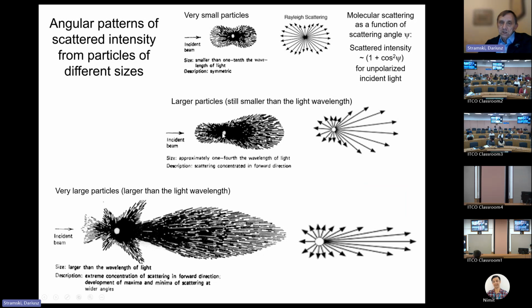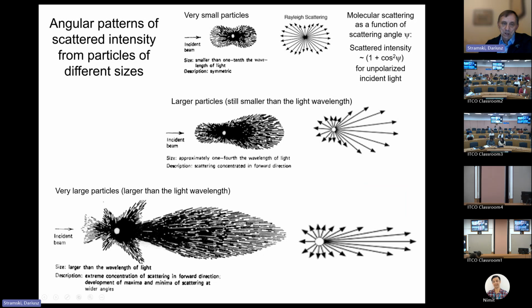Then if we increase the size of particles relative to wavelength, we immediately start seeing a lot more forward scattering compared to backward scattering. If we have very large particles, we have a very elongated angular distribution of light, a lot of forward light. But if you have a single particle, you can also see, if you look at different angles, complicated patterns.